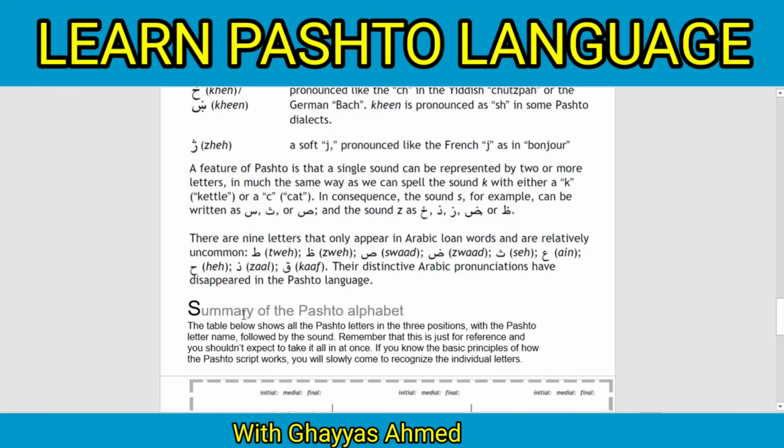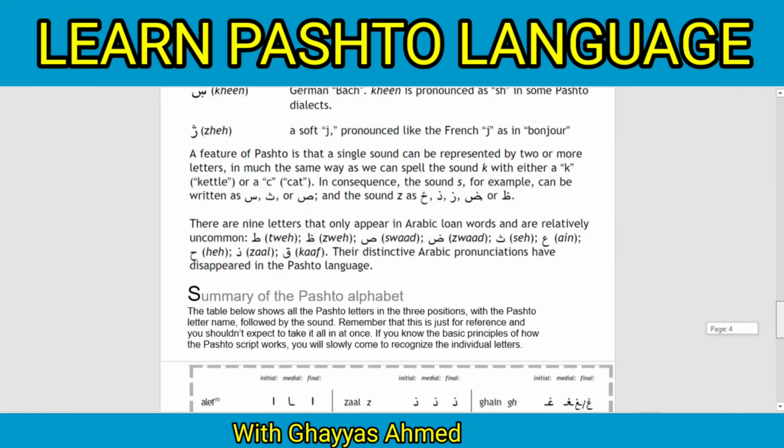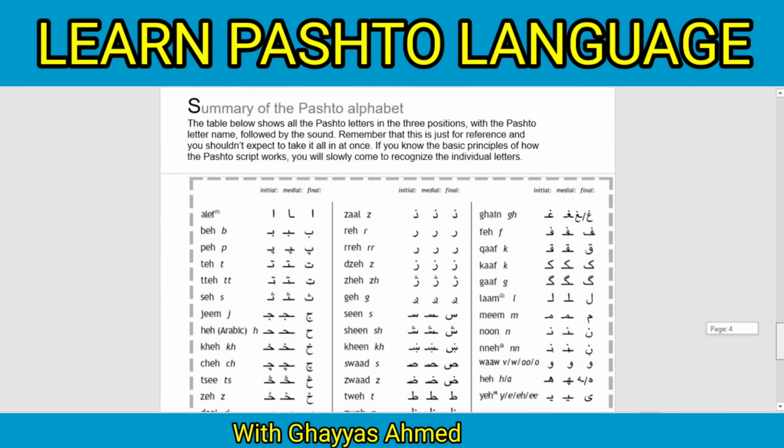Summary of the Pashto alphabet. The table below shows all the Pashto letters in the 3 positions with the Pashto letter name followed by the sound. Remember that this is just for reference and you shouldn't expect to take it all in at once. If you know the basic principles of how the Pashto script works, you will slowly come to recognize the individual letters. So here it is.